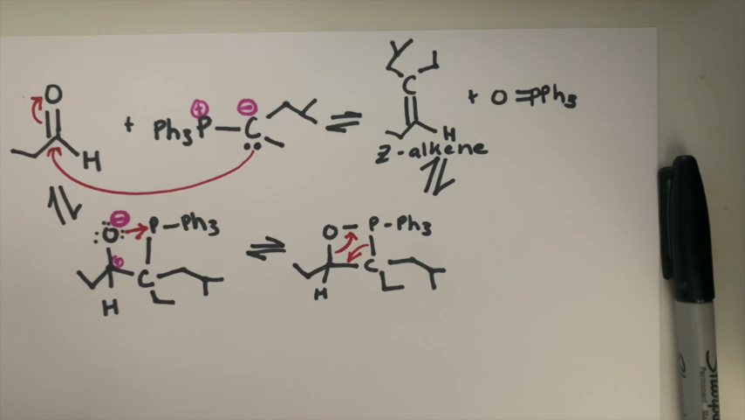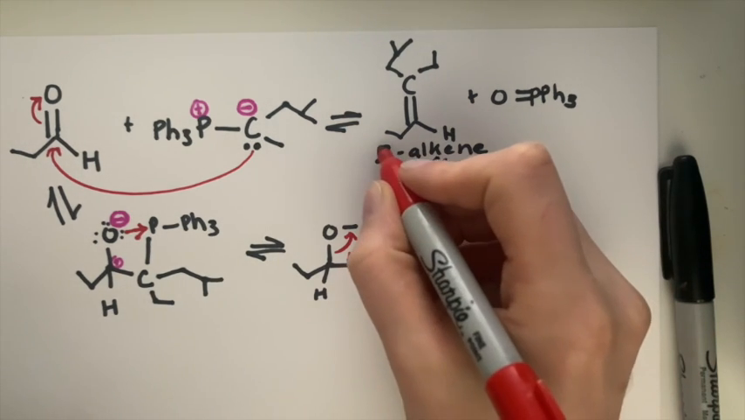The geometry of the resulting alkene depends on the reactivity of the ylid. Ylids can form either Z or E alkenes, where non-stabilized ylids lead to Z alkenes and stabilized ylids lead to E alkenes.